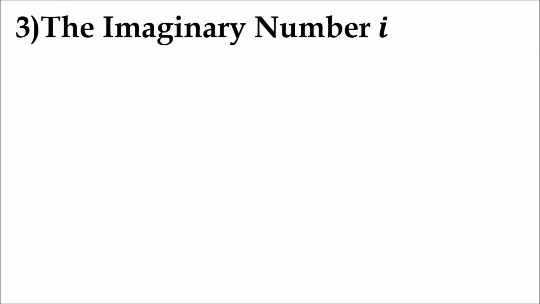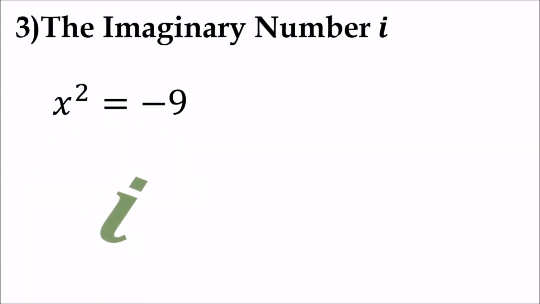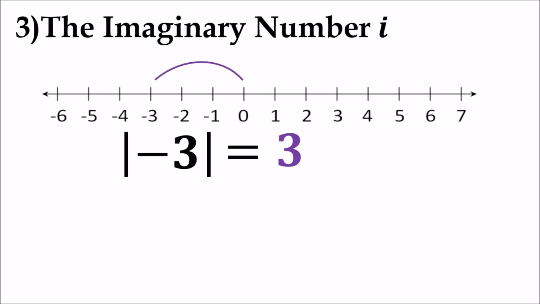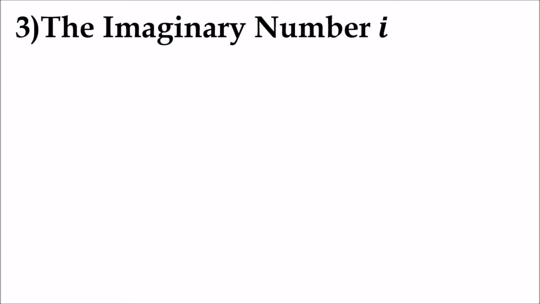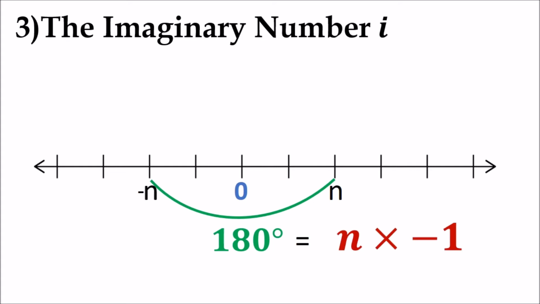Previously, when we were given the equation x squared equals minus 9, we found it has no real roots, which is why the imaginary number i came to be. The number n is a positive real number. If we multiply n by minus 1, we'll get minus n. We know that the absolute value of any real number is essentially the distance of that number from the origin on the number line, which means that the absolute value of n equals n, and the absolute value of minus n equals n. So basically, minus n is a reflection of n across the origin, which means that if we rotate n 180 degrees, we'll get minus n, the same result as multiplying n by minus 1.